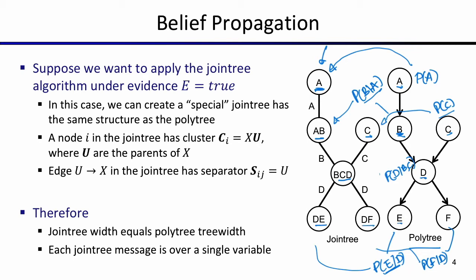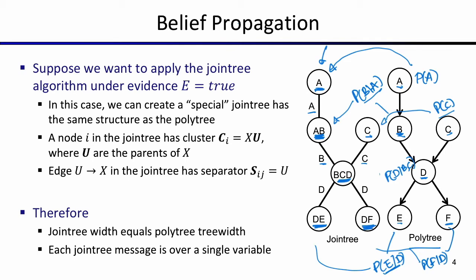And here we have DF because we have F plus its parent D. And we can also see that there is another pattern for the separator, and the separator is the parent variable for each node. So here for the node B, we have the parent A. Here for the node D, we have the parents B and C. And here for the node E, we have the parent D and D. And for the node F here, we have the parent D.